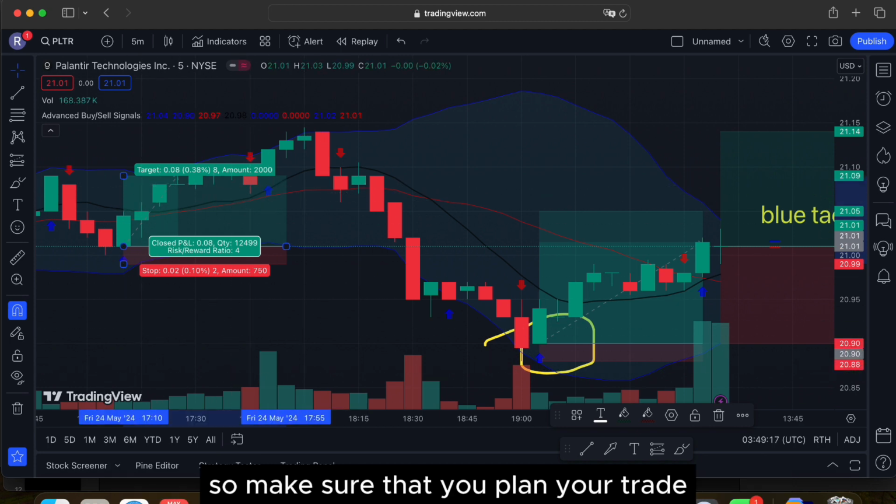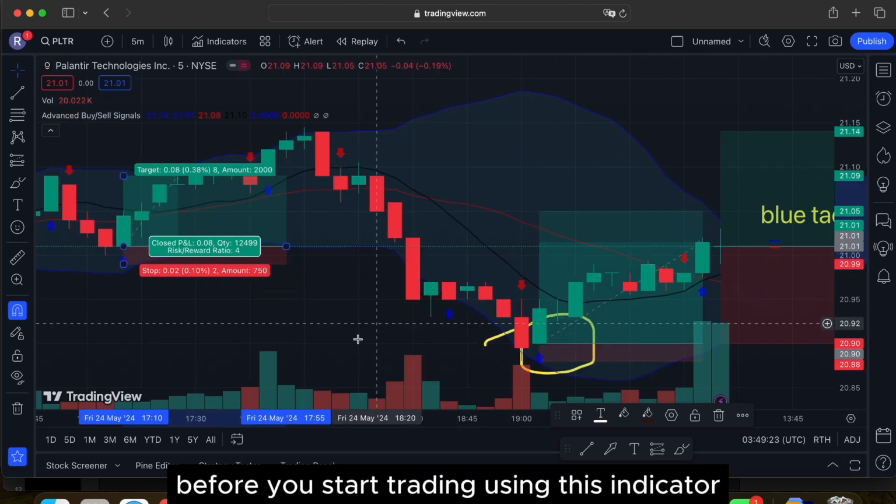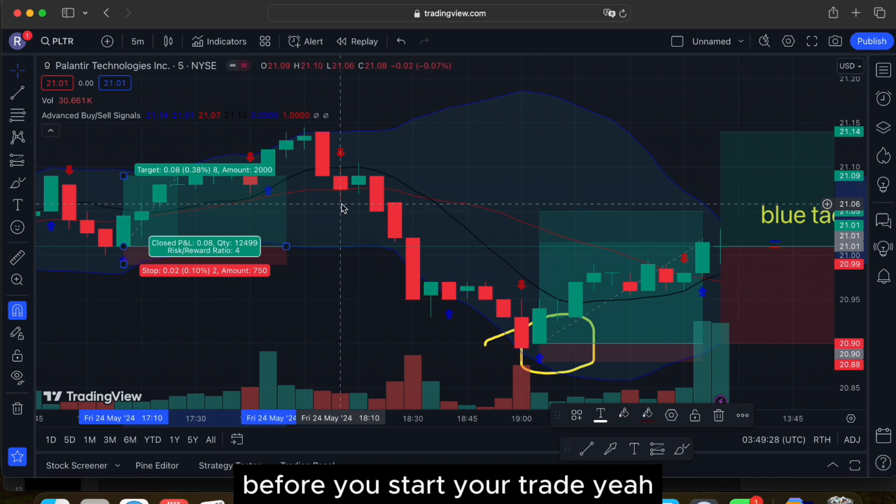So make sure that you plan your trade. Maybe you can use paper trading first before you start trading using this indicator. Make sure that you have your own strategy before you start your trade.